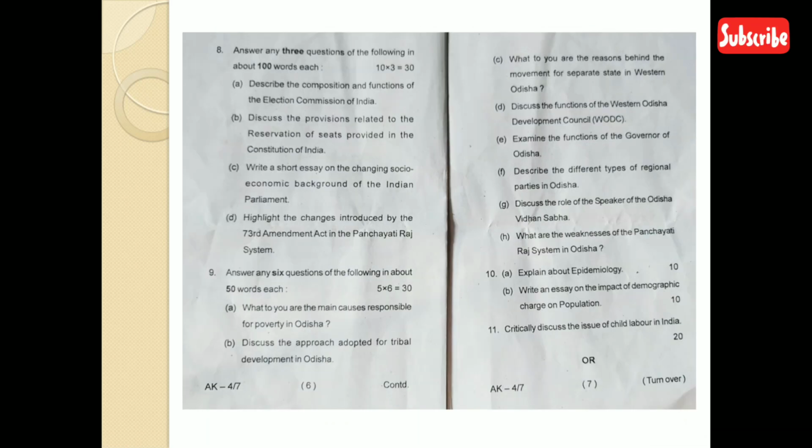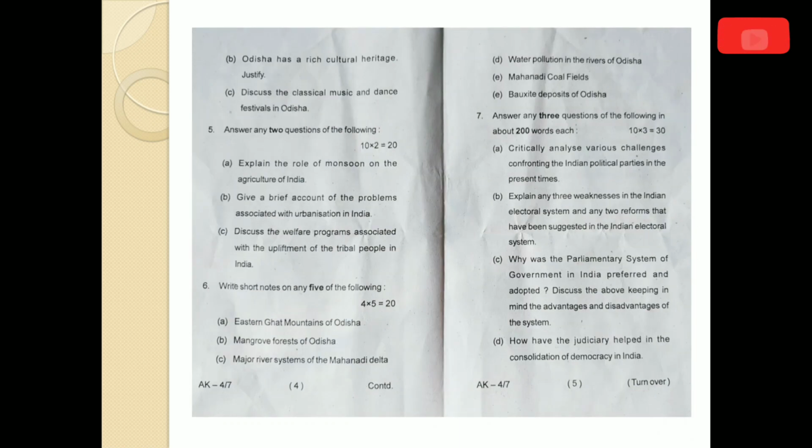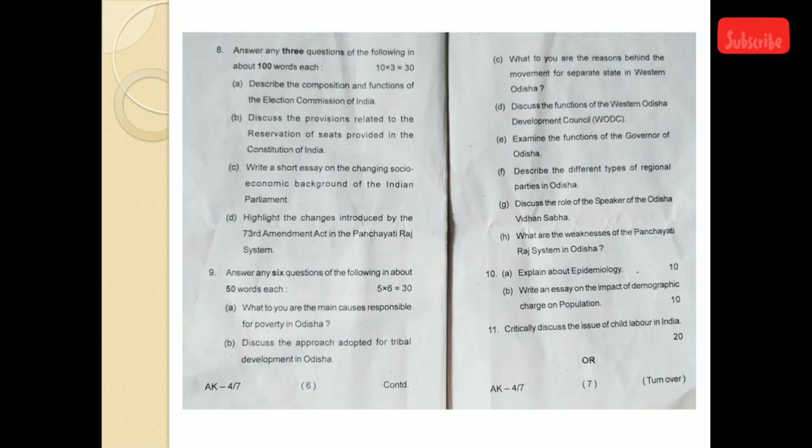Then the judiciary system, judicial review, judicial activism, PIL. You have Lok Adalat, judicial activism. So lots of things come from the judiciary. Next, you can see the composition and functions of elections, which are important questions. Reservations, and the socio-economic background of the Indian parliament, how it is held and what the recent changes are. Lots of things are happening in the Indian parliament.